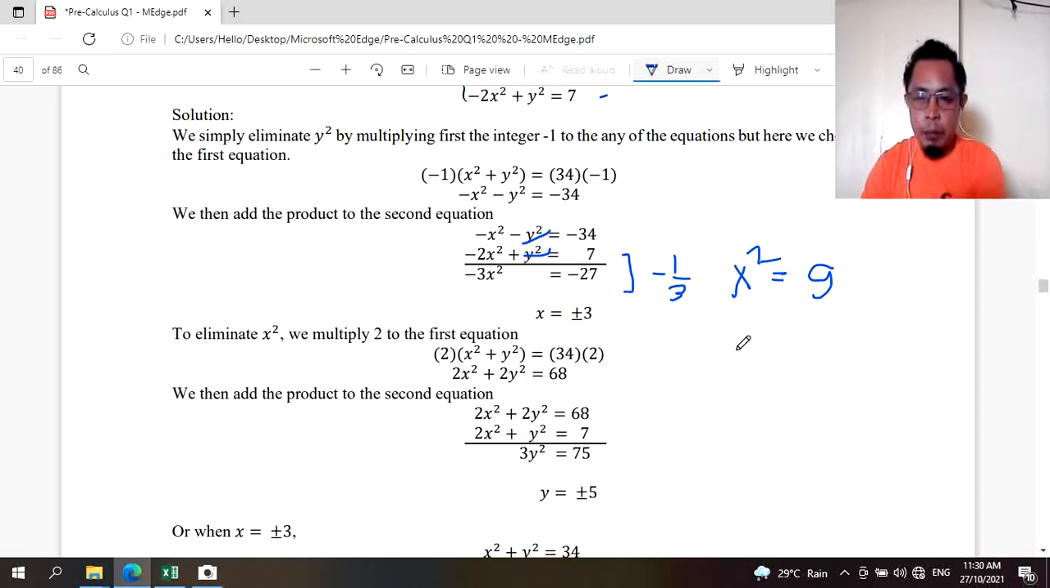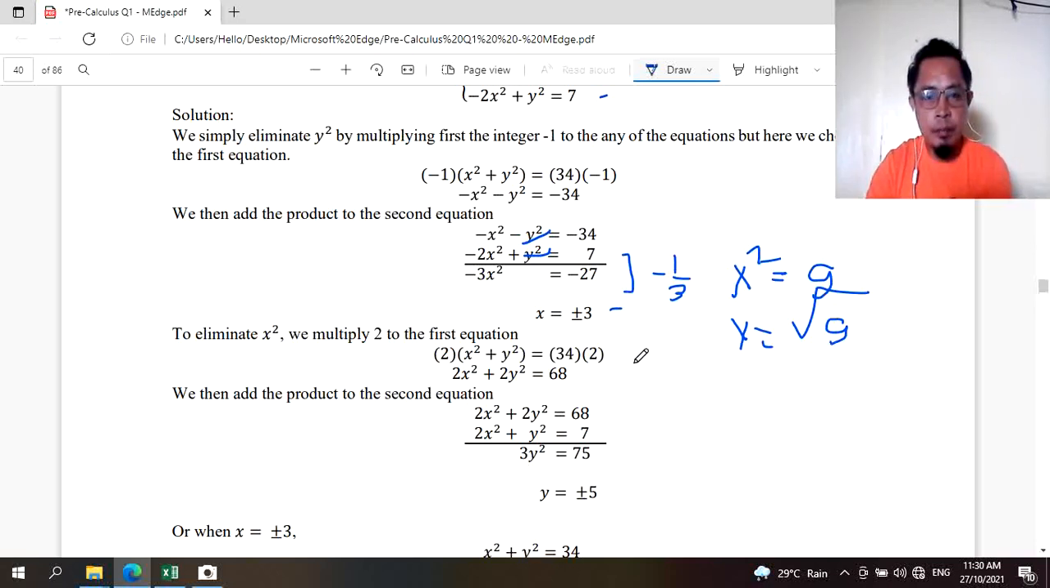Then after that, we are going to extract the root. So we get the square root of 9. There we go. We have now positive and negative 3.